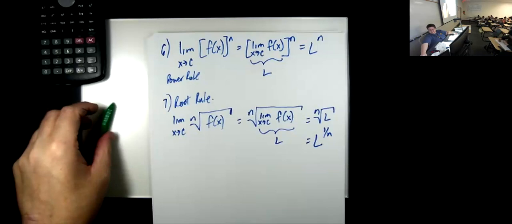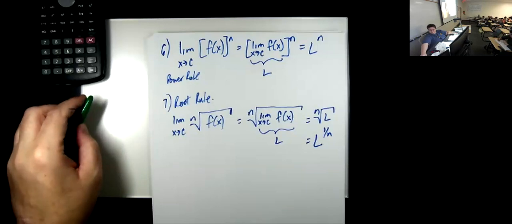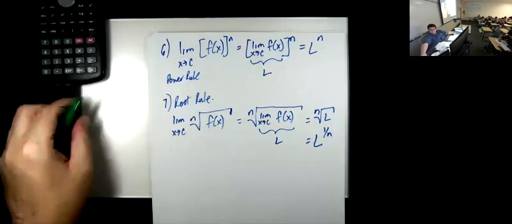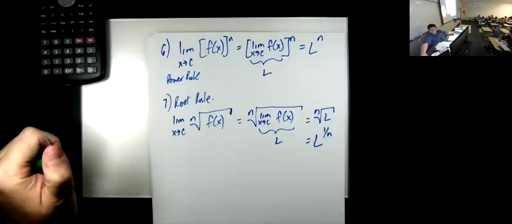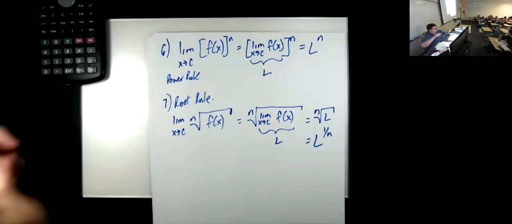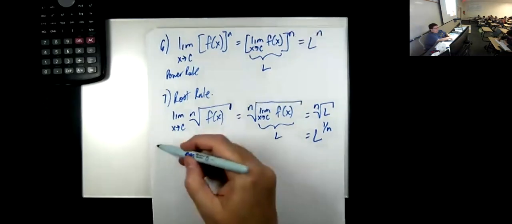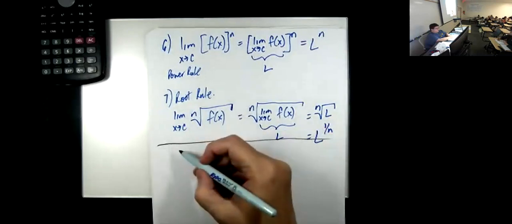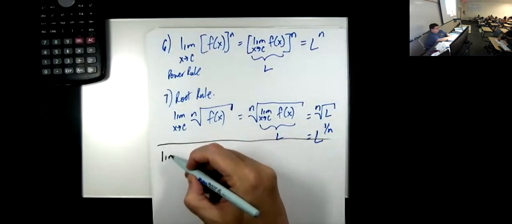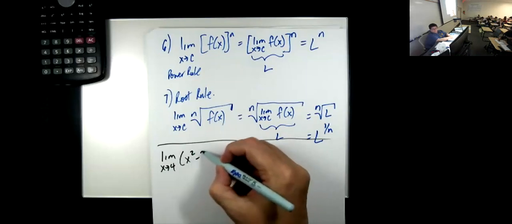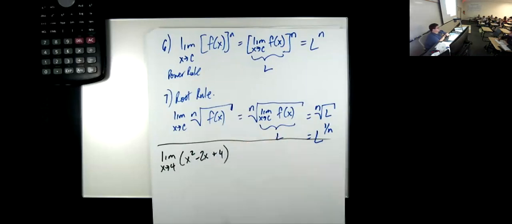These are called the limit laws. And I'm going to kind of show you how we do them with an example. How these are used. So that's the example we're going to do.